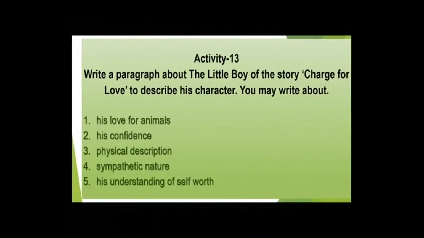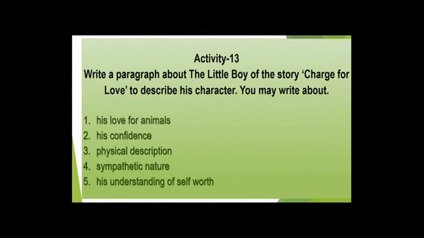Now, we will do activity 13 of your chapter Charge for Love. What is that activity? Write a paragraph about the little boy of the story Charge for Love to describe his character. Here you have to write a paragraph like a character sketch of the little boy you have read about in Charge for Love. You have to write a short paragraph on his character. It is like a character sketch of the little boy.